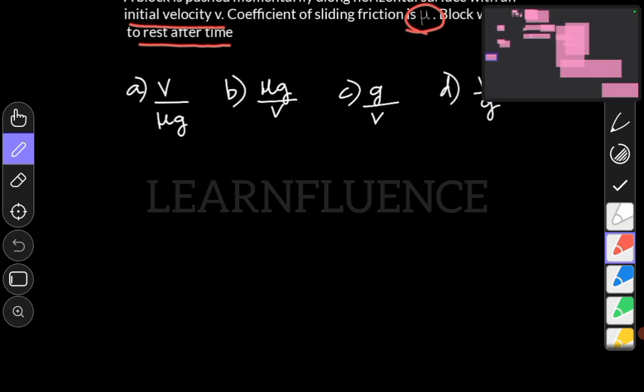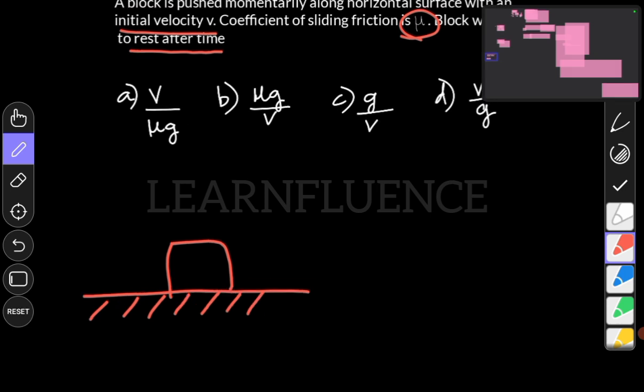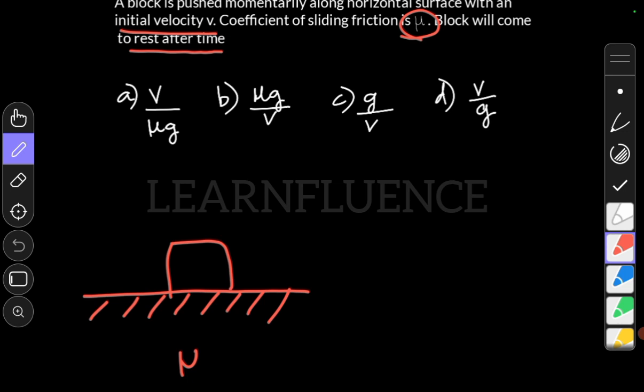Here a block is moving on a rough surface. How do you understand that? Because the coefficient of friction is given. That means mu is not equal to 0, right? Mu has a value, right? So the coefficient of sliding friction is mu, that's given.